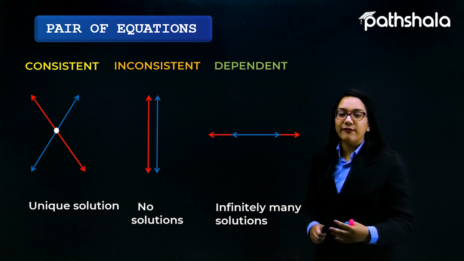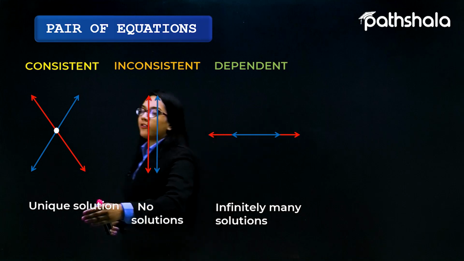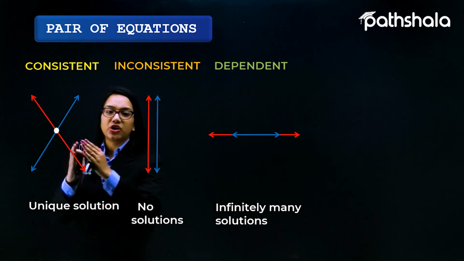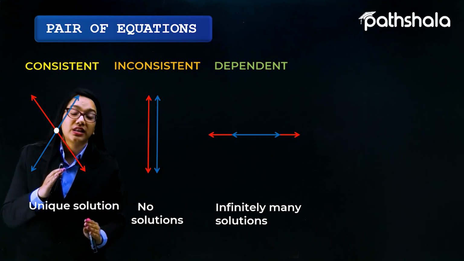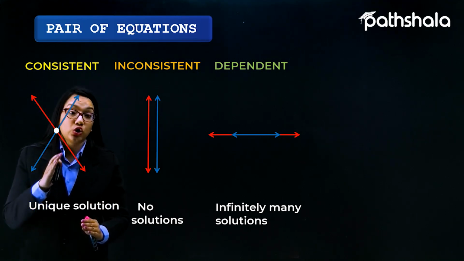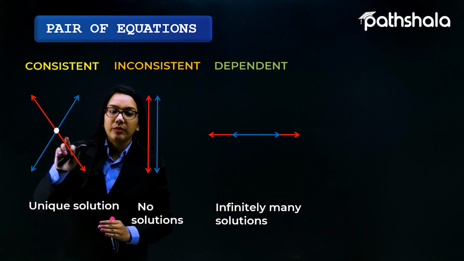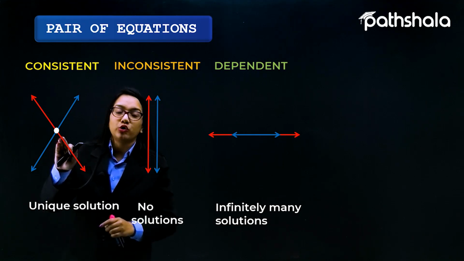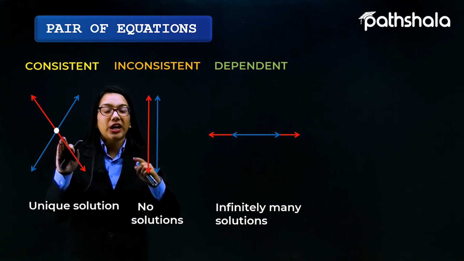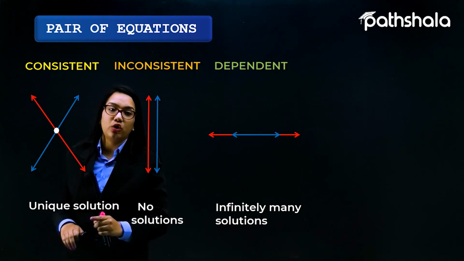For the very first, we can say they must have a unique solution. Whenever the two lines are intersecting each other, they have a consistent solution, or we can say a unique solution, because this single white point represents that they have only one common solution, and this common solution is unique. So for a consistent pair of equations, we have a unique solution.